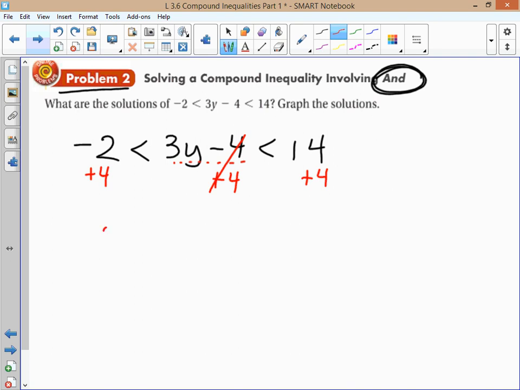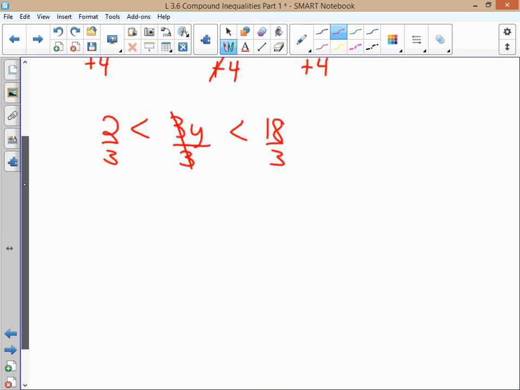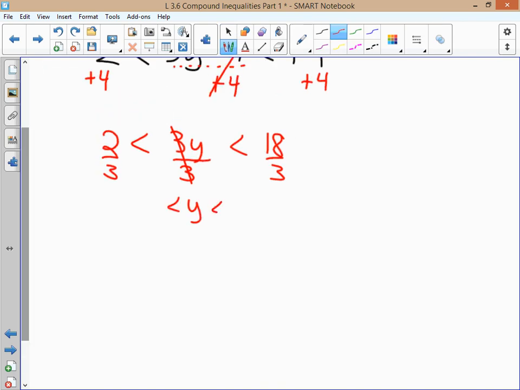Negative 2 plus 4 is 2. What's left in the middle is 3y, and 14 plus 4 is 18. And now the last step to simplify or solve this inequality is to divide by 3. And if I do that here, I have to do it here, and I have to do it here. So my answer is y is between 2/3 and 18 divided by 3 is 6. Or I could say y is greater than 2/3 and y is less than 6.